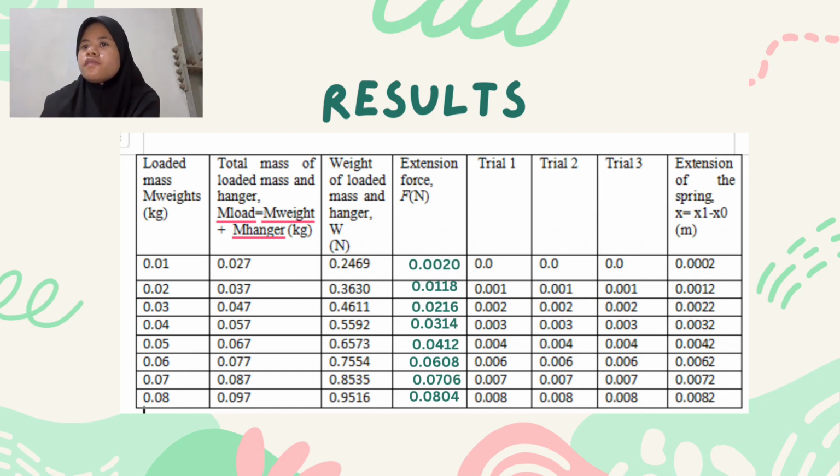Question 2, how much work is done in stretching the spring through 0.2 m? Find this from the graph. As the result shows, we did not reach 0.2 m. Thus, there is no work done in this case because the extension of the spring does not pass 0.2 m.